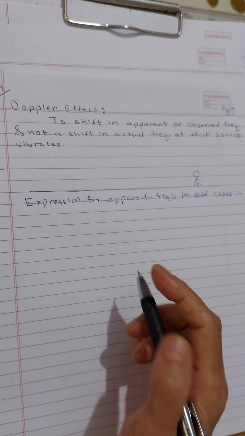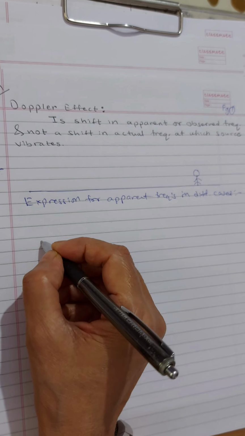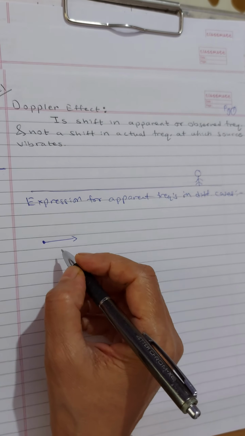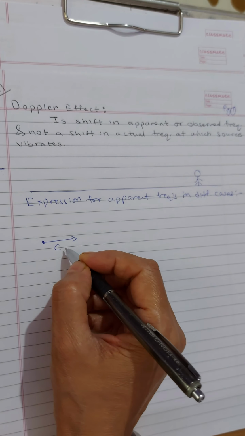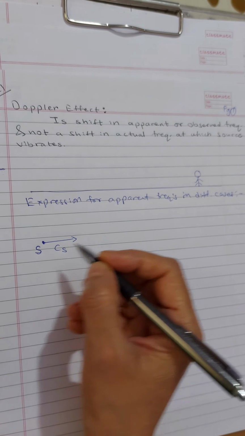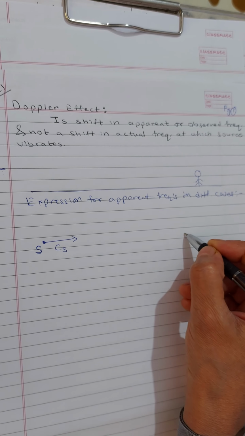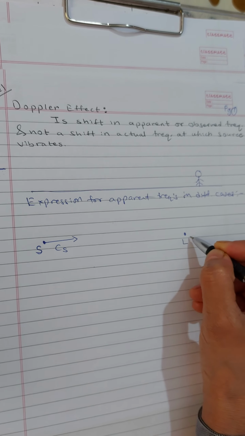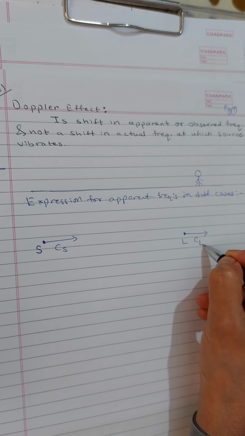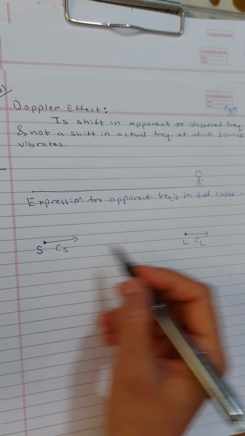So for that, what will I consider? I'll consider a source first. This is the source S, moving with the velocity cs. I took one source over here and I have a listener over here. This is L, and the velocity over here is cL. Fine. So we have mentioned a source and a listener.